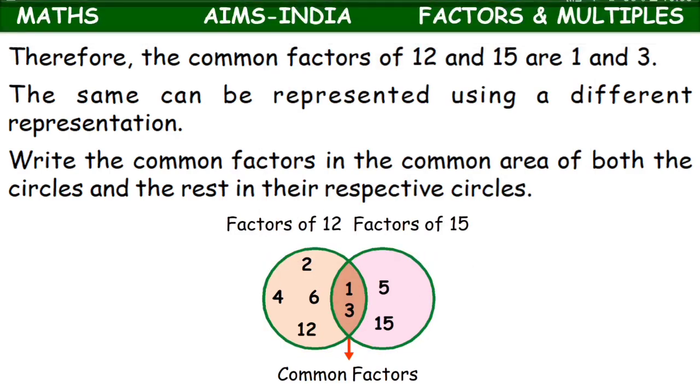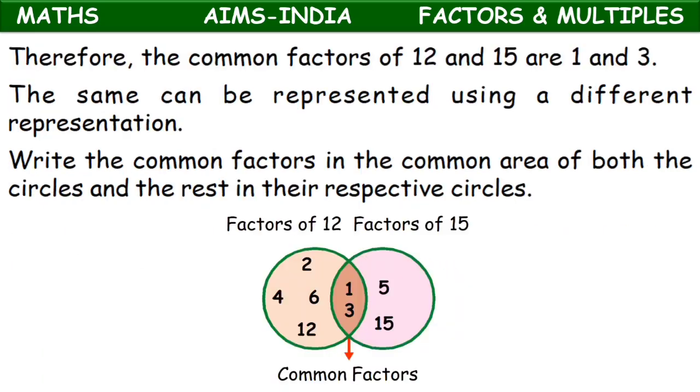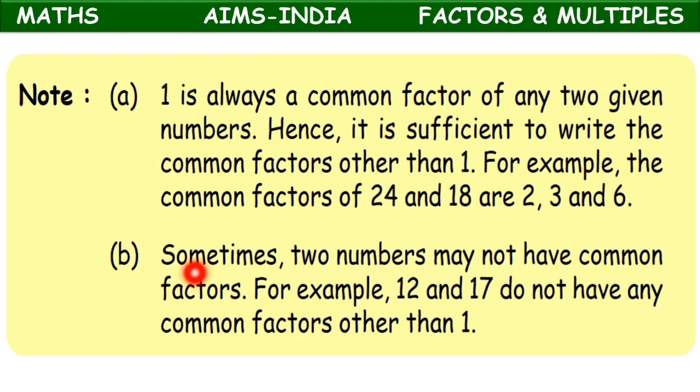Understood, children, the concept of common factors? It is not anything new. We already know what are factors. Now here we have to write the factors for the given numbers and then find out the common ones. Note, 1 is always a common factor of any two given numbers. Hence, it is sufficient to write the common factors other than 1. For example, the common factors of 24 and 18 are 2, 3 and 6. So what are they saying? What do we know about 1?